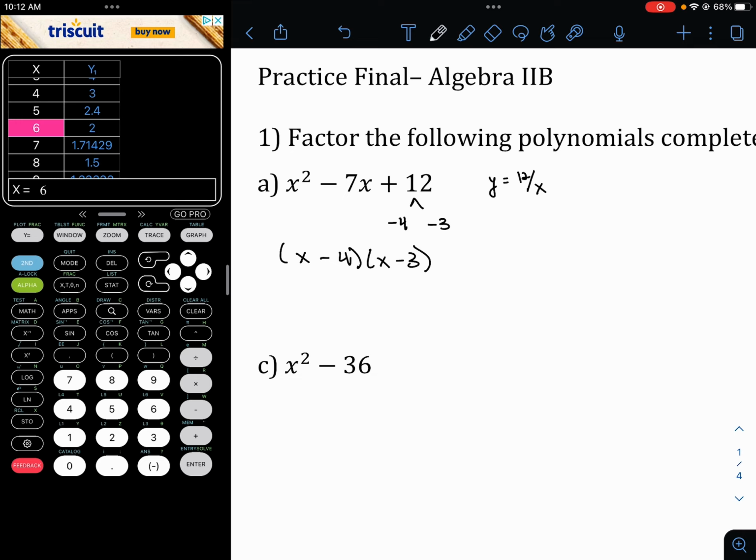Remember, in the calculator, if you need to find factors, you just go under y equals, you do 12 divided by x, and go to the table, and that lists all the factors. So y equals 12 divided by x. You do need to be careful, since we have a positive, we need both those to be negative in order to add to a negative, but multiply to a positive.